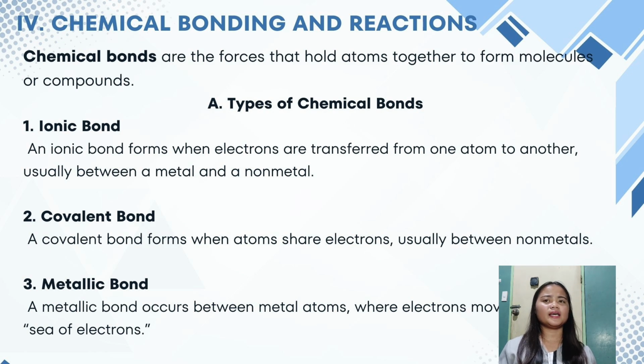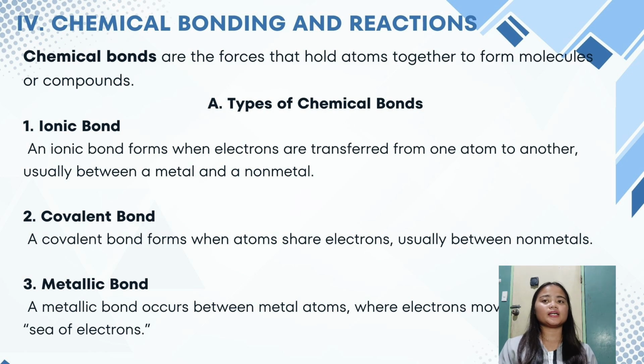So again, chemical bonds are the forces that hold atoms together to make molecules. Next are the types of chemical bonds. First is the ionic bond. An ionic bond forms when electrons are transferred from one atom to another, usually between a metal and a non-metal.